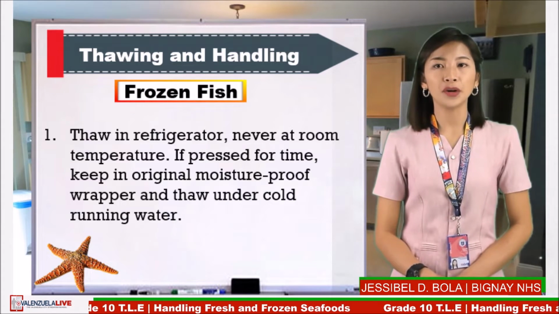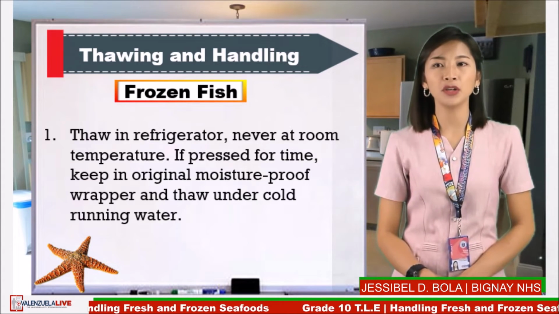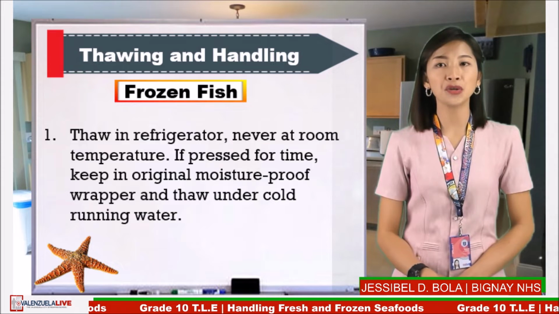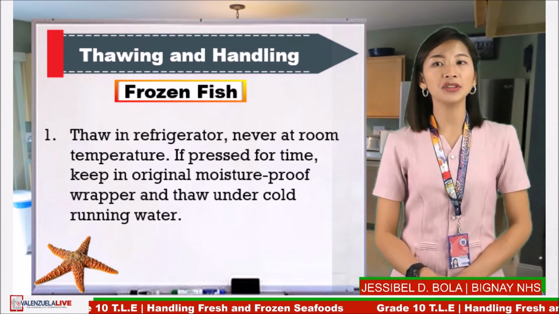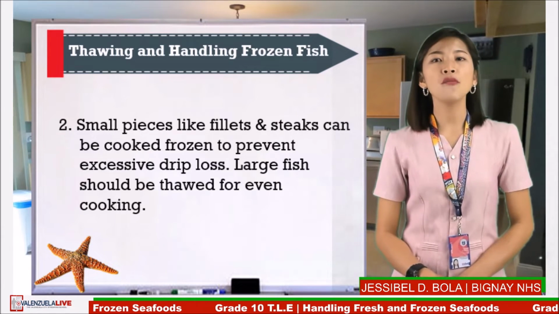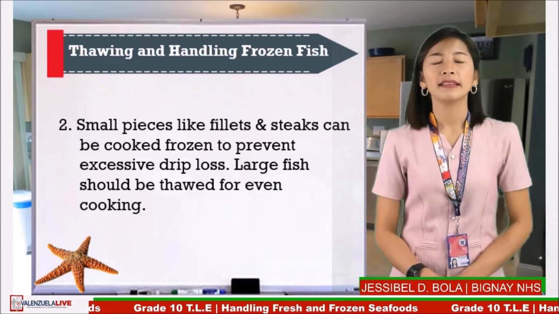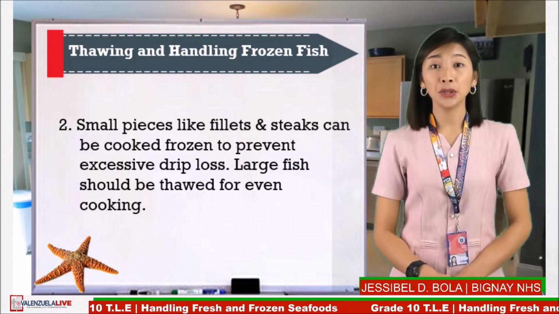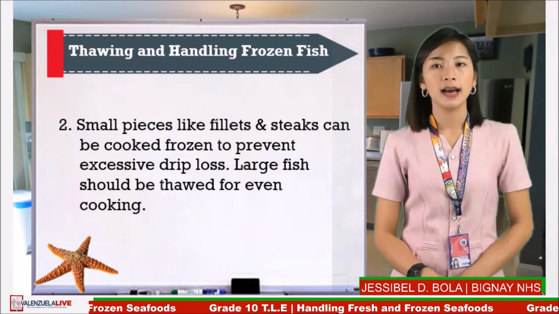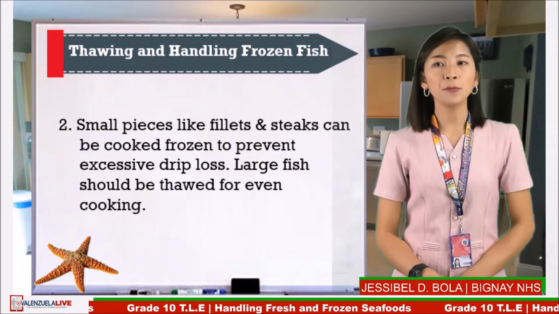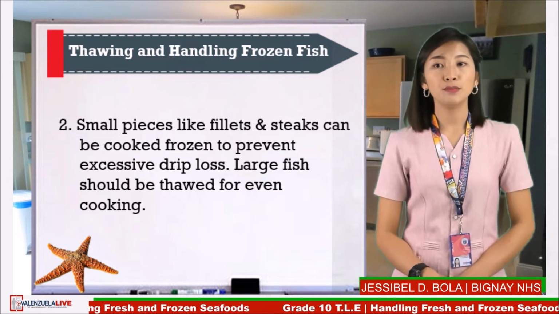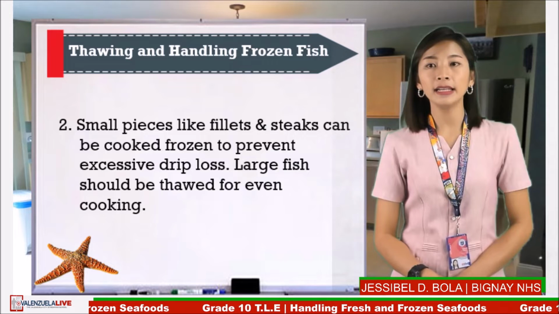Number 1, thaw in refrigerator, never at room temperature. If pressed for time, keep in original moisture-proof wrap and thaw under cold running water. That's a big no to thaw frozen fish at room temperature. Number 2, small pieces like fillets and steaks can be cooked frozen to prevent excessive drip loss. Large fish should be thawed for even cooking.